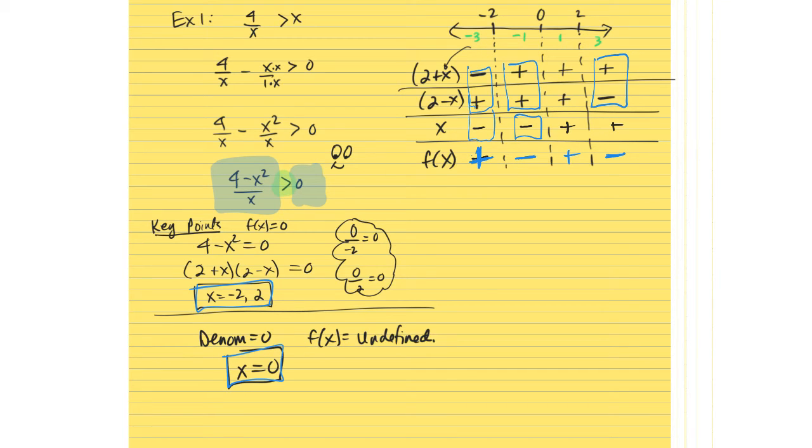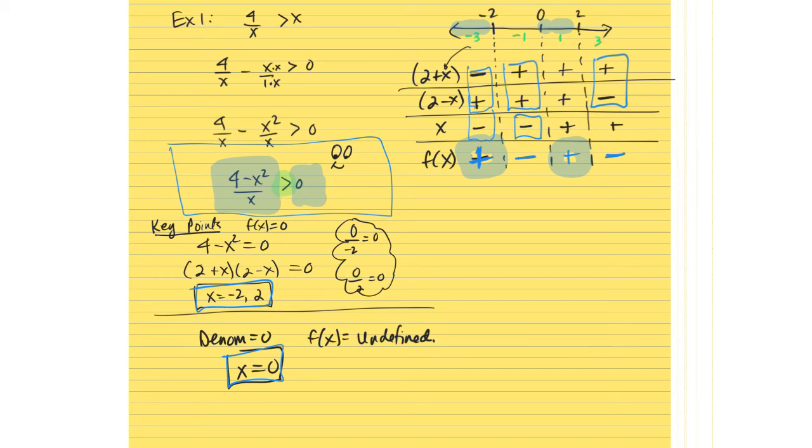So now we're going back to our original problem and thinking, when is our function positive? Positive. That happens twice. That happens right here. That's positive, and this is positive. So we just go up and show those places on our number line.